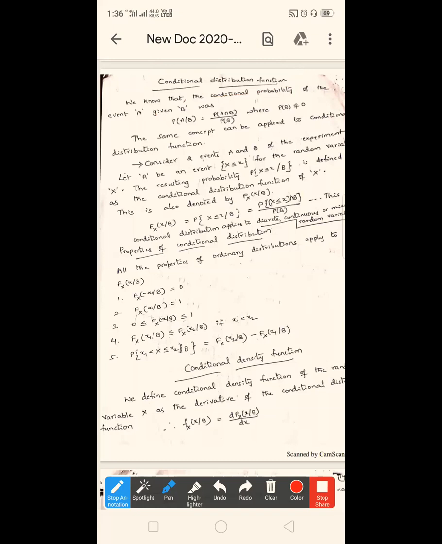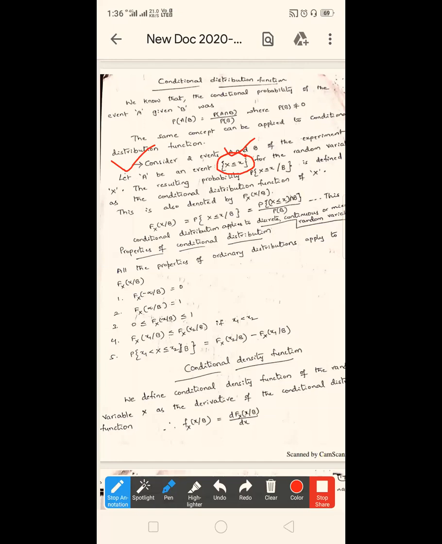Okay, so all of you see this. We have to consider two events, capital A and capital B. Let capital A be the event capital X less than or equal to small x. The event capital A is defined as capital X less than or equal to small x. This is considered as an event A for the random variable capital X.